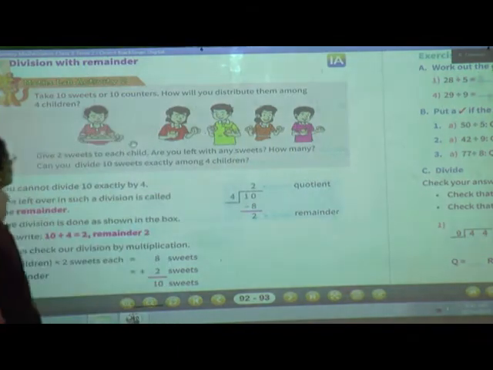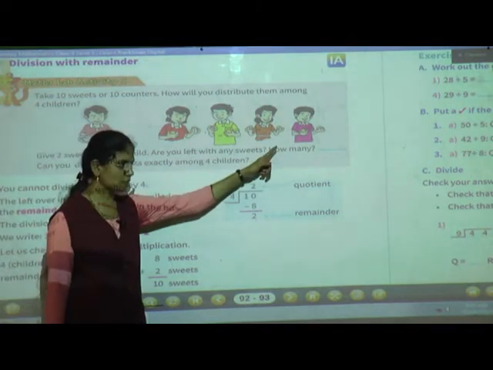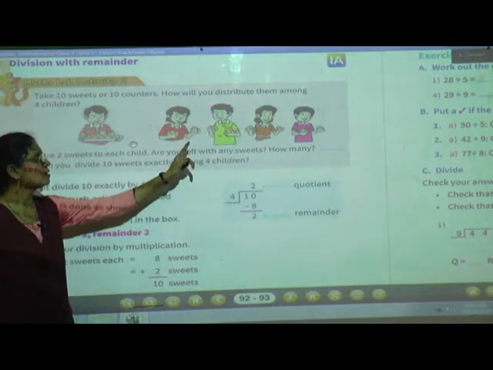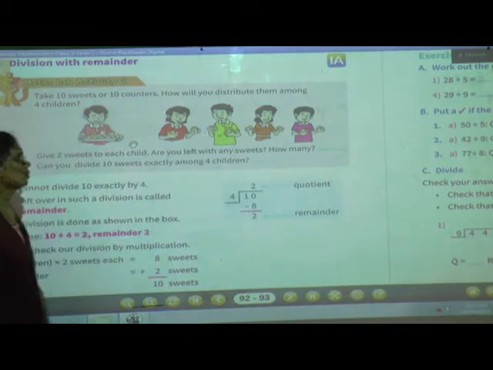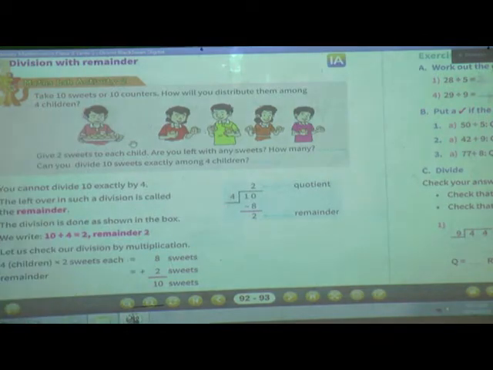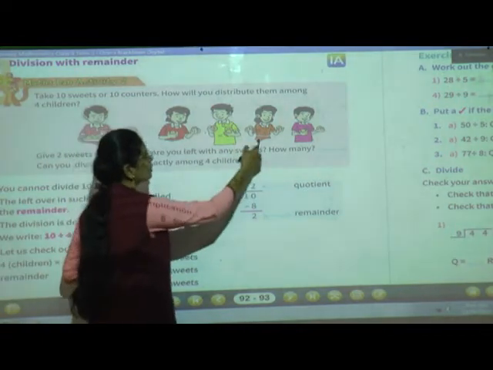Now how will you do this? Yes, first of all what will we give? We will give 1, 1 to each child. Then again one more sweet we will give. In this way, give 2 sweets to each child. Are you left with any sweet? How many? See, first of all we give 1, 1 to each: 1, 2, 3, 4.